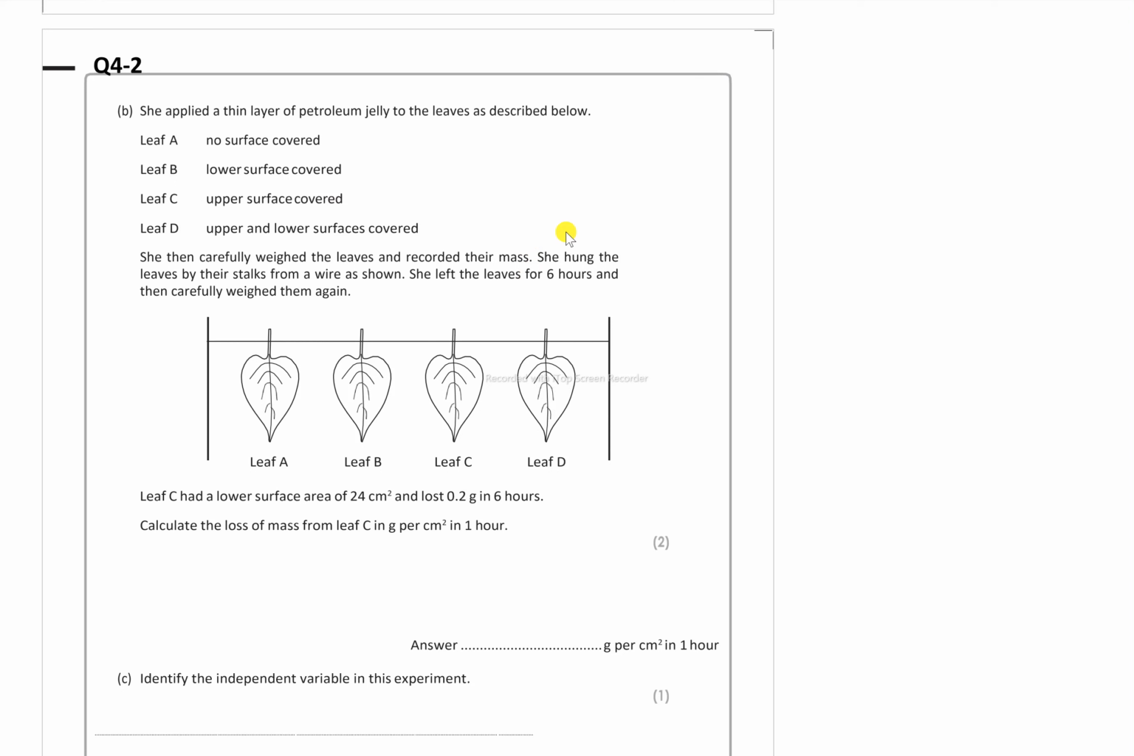What the student has done, they've covered the surface with petroleum jelly. Basically, it's to stop diffusion of any gases if they've applied it. So A, there is no cover. Right, so this looks like as if it will be the control variable. Okay, let's just keep going.